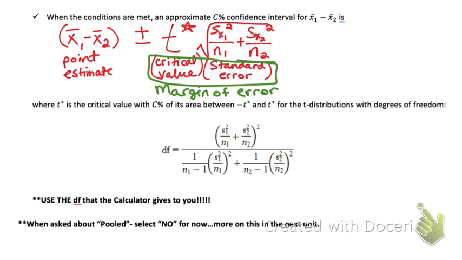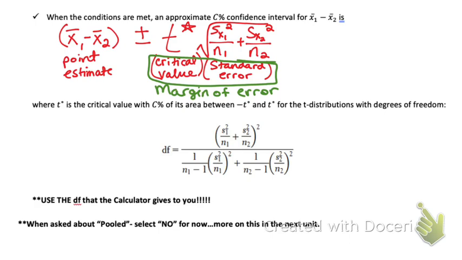Now, here's the kicker. We're going to use a T-star critical value with the C% confidence, negative T-star, positive T-star. It's the same stuff we've been doing. But do you guys remember back when we did one sample means and we had to get degrees of freedom? We had to do n minus 1, sample size minus 1? Well, when we go from one population to two, the degrees of freedom go from n minus 1 to this. This is how you calculate the degrees of freedom when you have two samples.